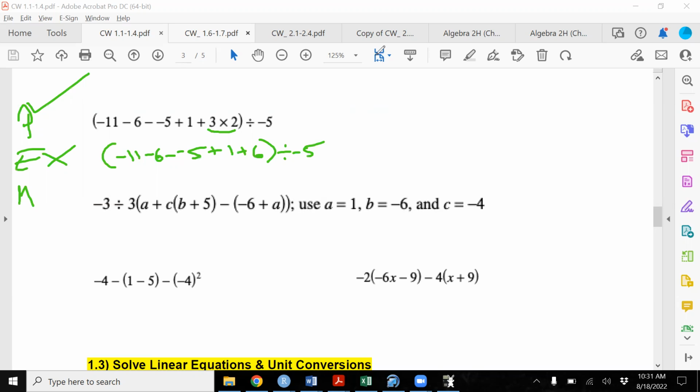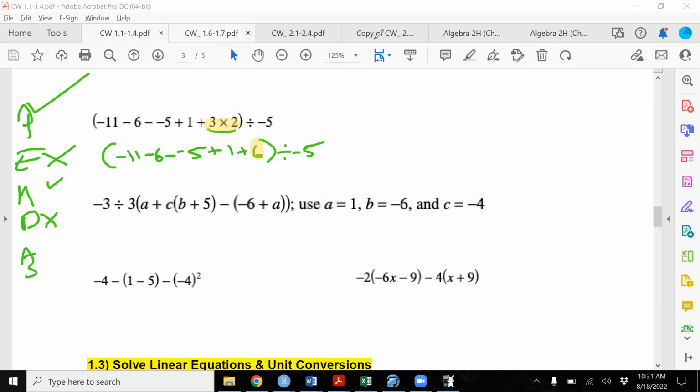So what I just did is I took care of this part. I took care of that first. I know it's a little repetitive, but I just wanted to emphasize that I'm doing 3 times 2 first, which is 6. Okay, now inside the parentheses, do I have any division? No. So I don't have a D. Do I have any addition or subtraction? Mm-hmm. I do. So I've got to address that also.